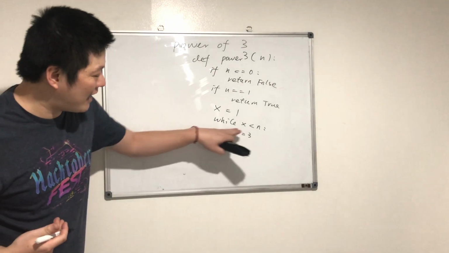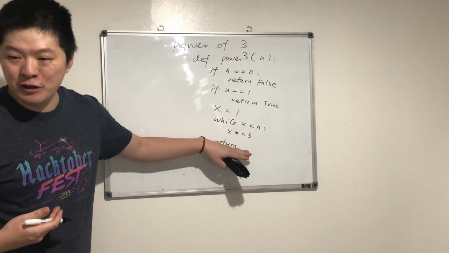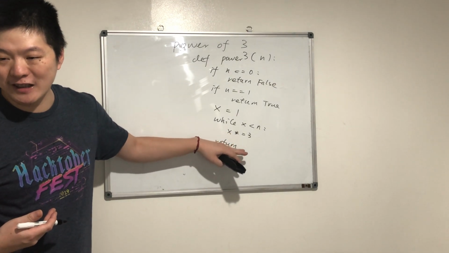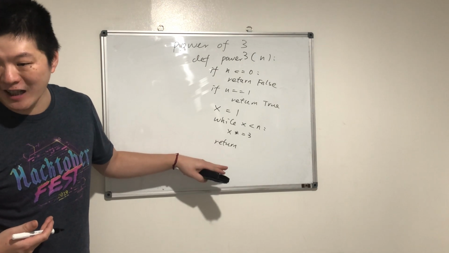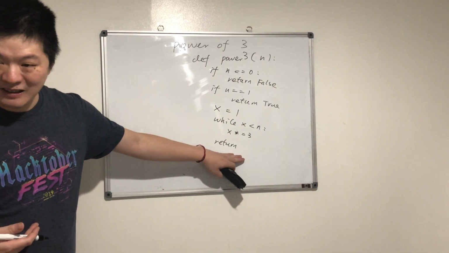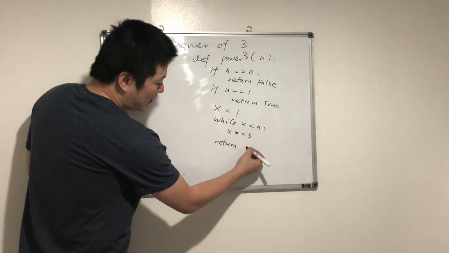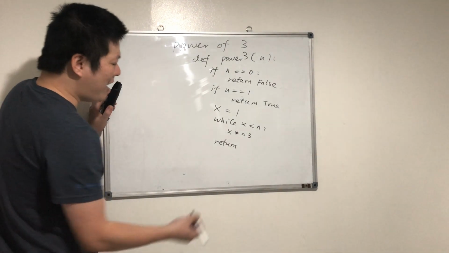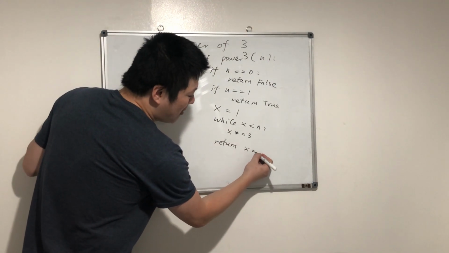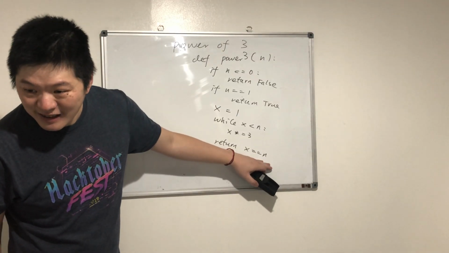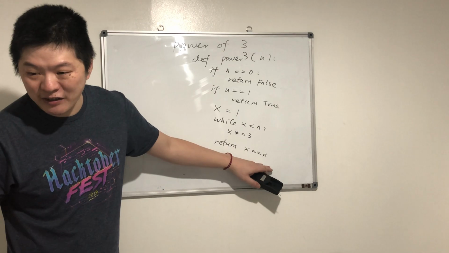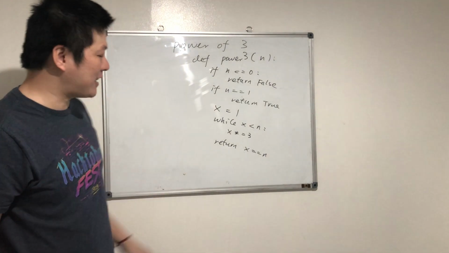Right? So here there are 2 situations. One is smaller, one is bigger, one is equal. One is equal is true, one is bigger is false, right? So what should I write here? Return true or false? No, return x equal n, right? If it's n, then it's true. Does it make sense for you? Yes. What's the complexity?